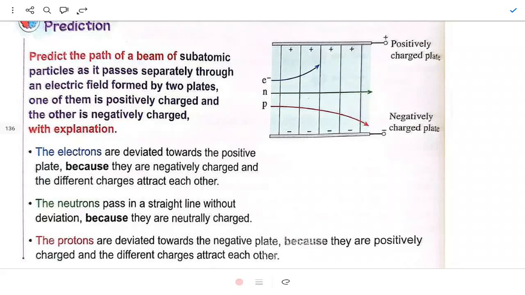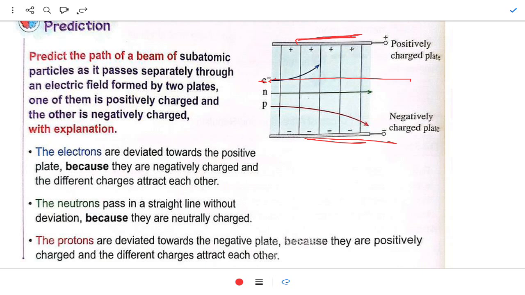Question: predict the path of a beam of subatomic particles as it passes separately through an electric field formed by two plates. One of them is positively charged, like that, and the other one is negatively charged. Can you predict the path of the beam of subatomic particles, with an explanation? If the electrons move in this field, what will happen?